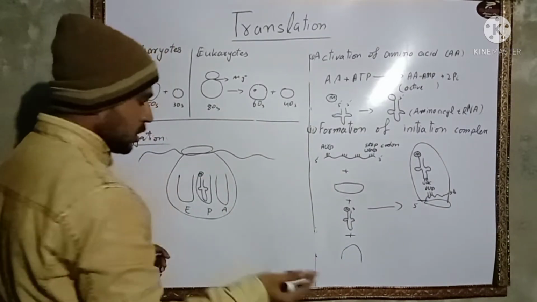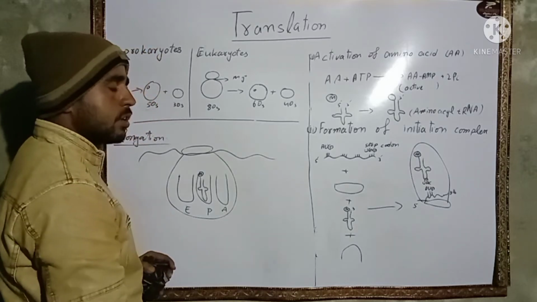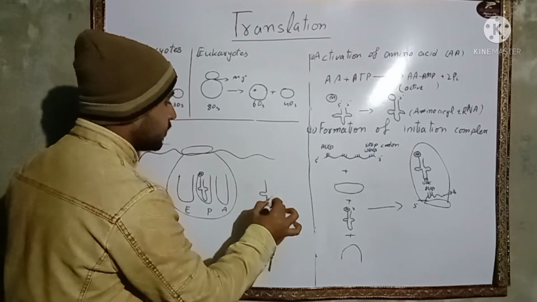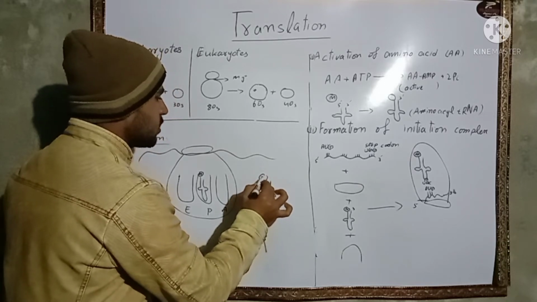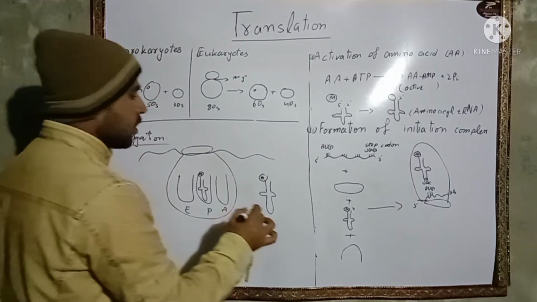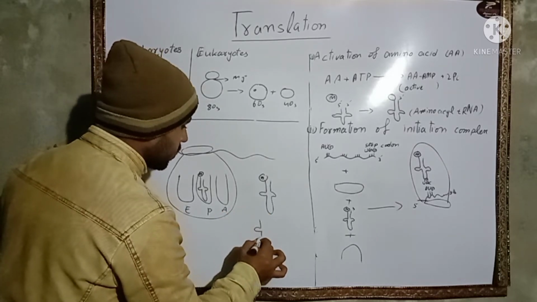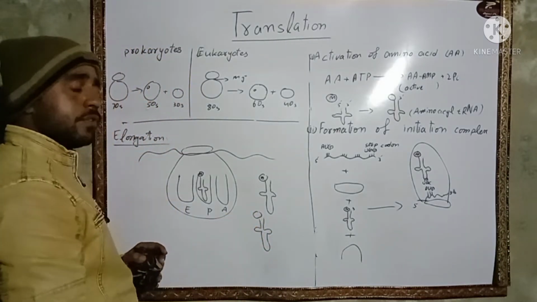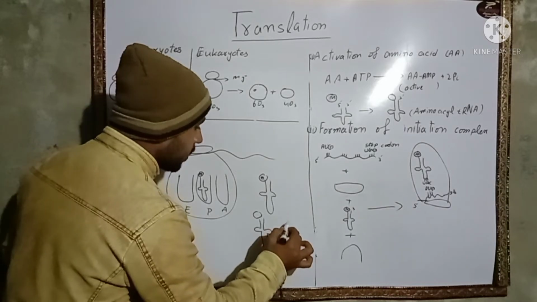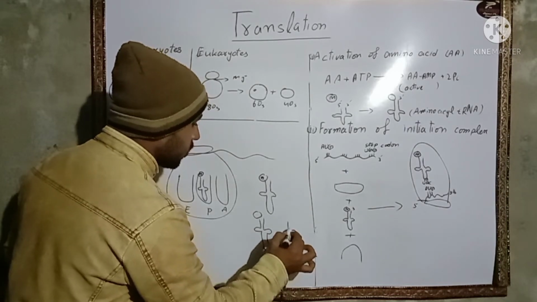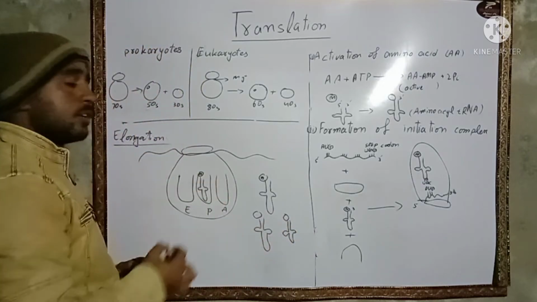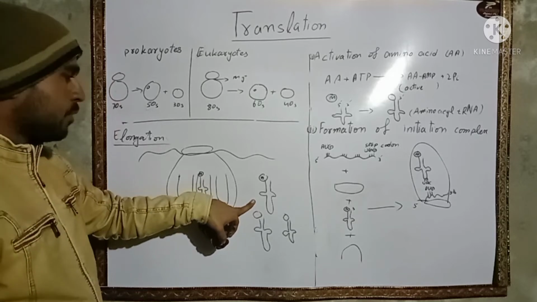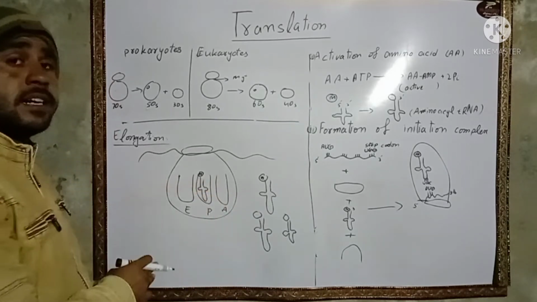Okay. Now suppose many other aminoacyl transfer RNAs are present outside of the ribosome, like this. Suppose this is alanine aminoacyl transfer RNA. Suppose this is another type of aminoacyl transfer RNA. Okay, now the alanine aminoacyl transfer RNA or any other type of aminoacyl transfer RNA enters into the A site like this.